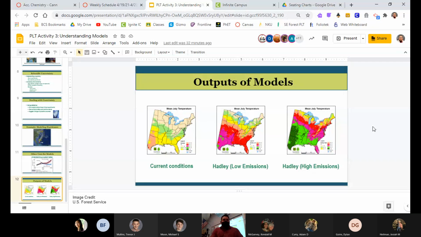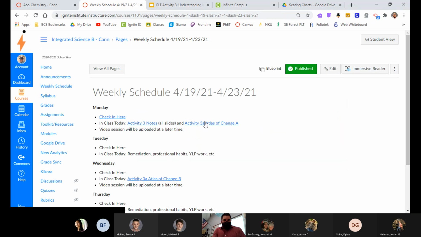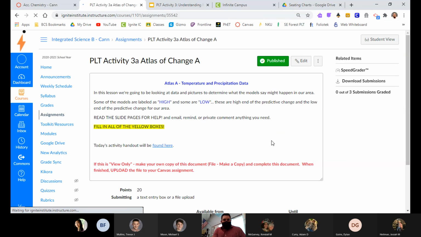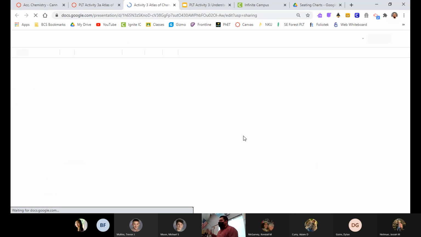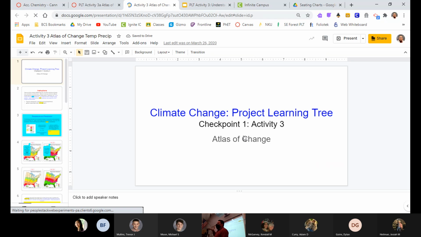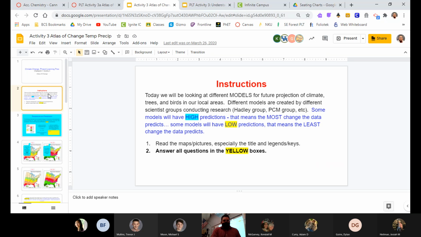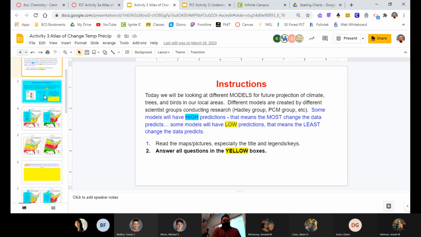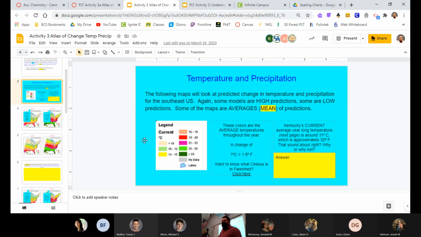If you open up today's activity, it's going to show you some actual models. Atlas of Exchange A. You need to fill in the yellow boxes. This is a Google slide, so when you go to upload it or submit it, you need to go to your Google Drive and find it. So make a copy of this.